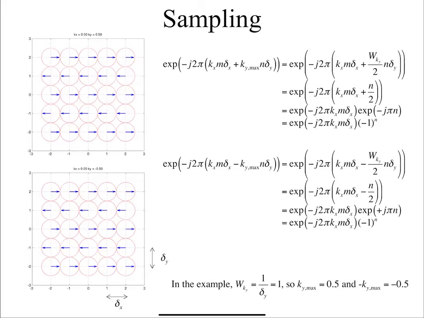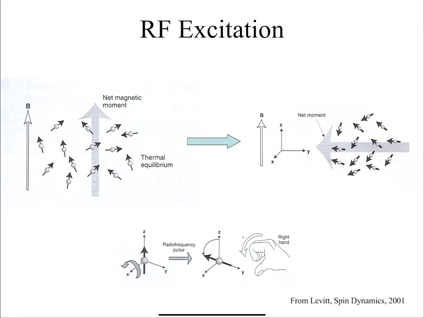Okay, great. So what we're going to do now is start the discussion of RF excitation, and then we'll finish this on Monday. Just to remind everyone, RF excitation is the process of taking the magnetization that's aligned with the B0 field and flipping it some angle. A very common angle is 90 degrees, but you can flip it to any angle.